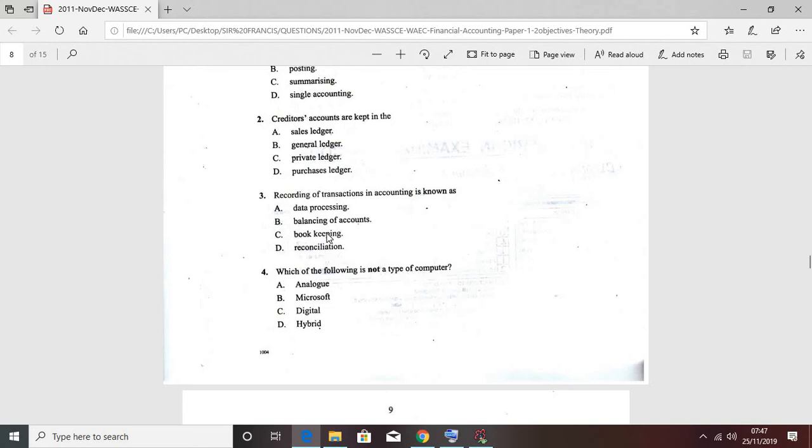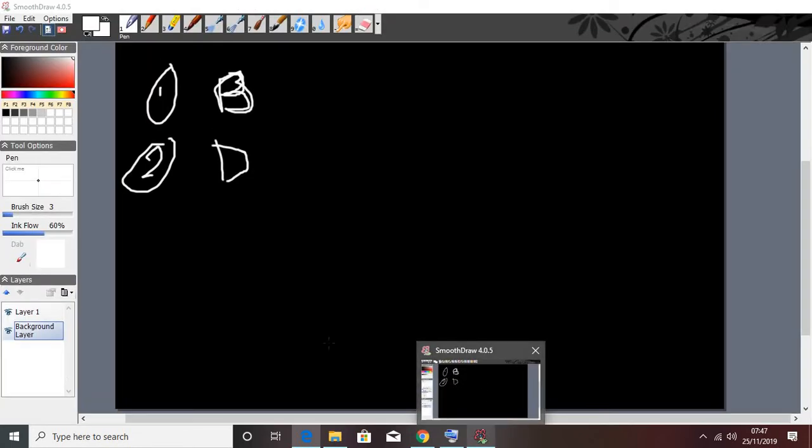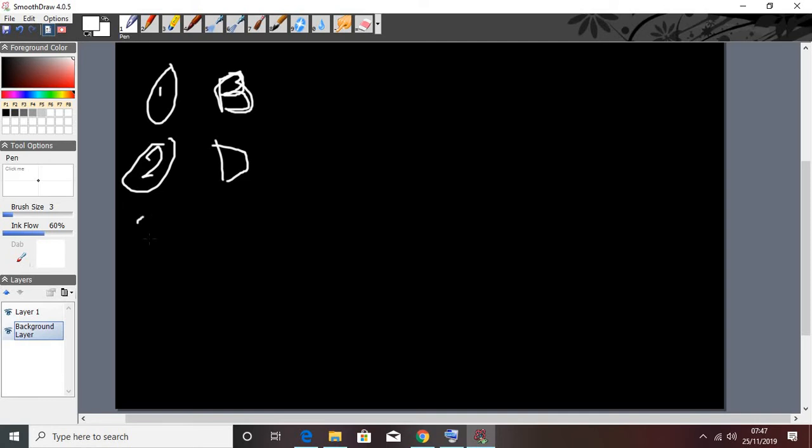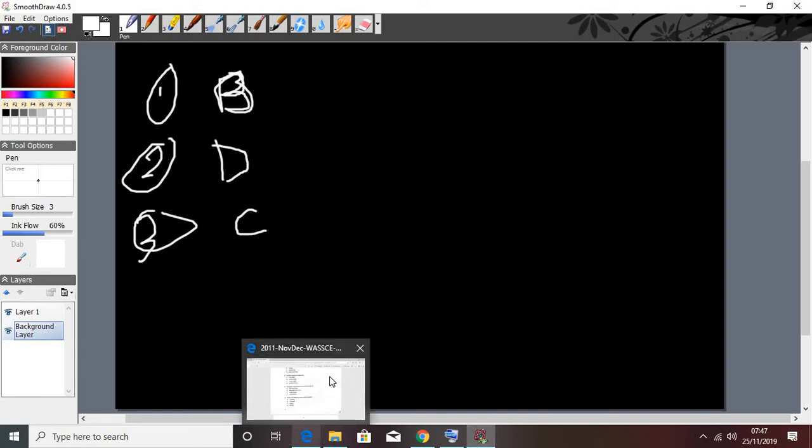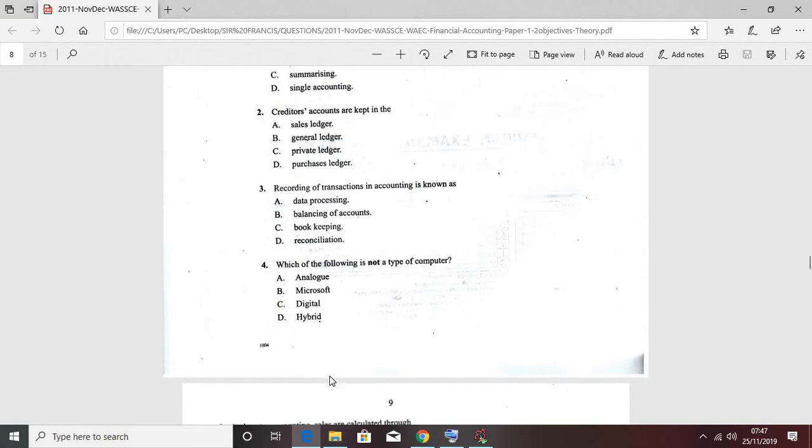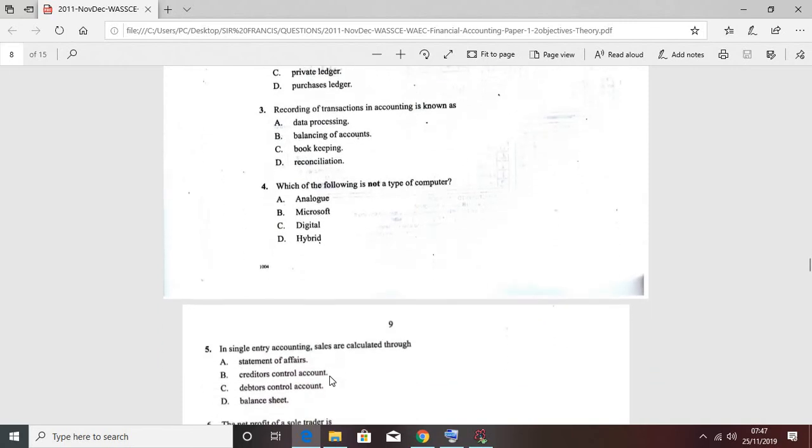As I said, bookkeeping is the art of recording the transaction in the books of the business. So question number 3 is C. Okay, it's option C. I hope you are following. Okay, let's move on to question number 4.